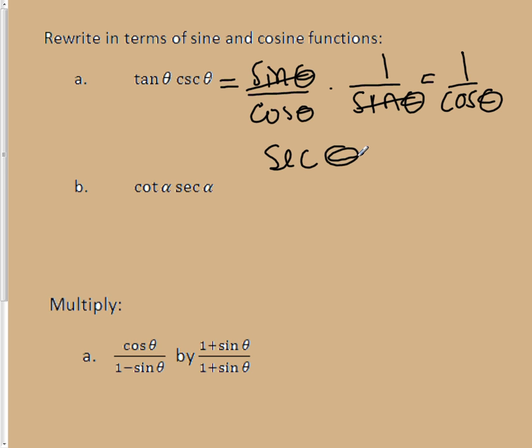Now I'm going to let you guys do B. And hopefully you guys have got 1 over the sine of alpha, or the cosecant of alpha.